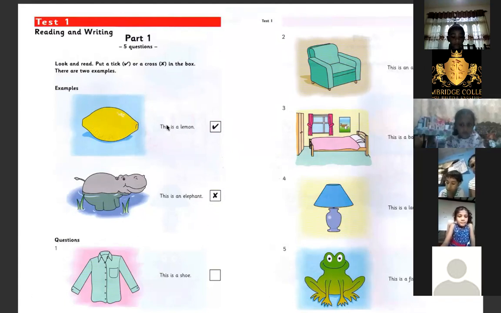So look at this picture and read the sentence. This is a lemon. This is a lemon. So look at the picture. Yes, it is a lemon.